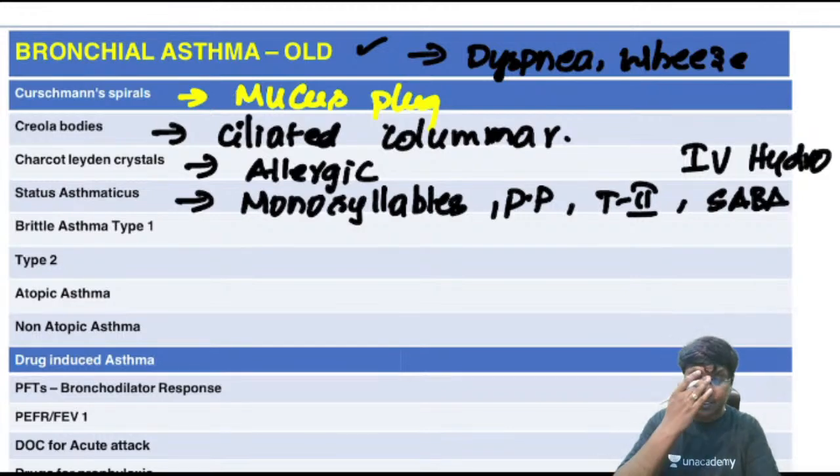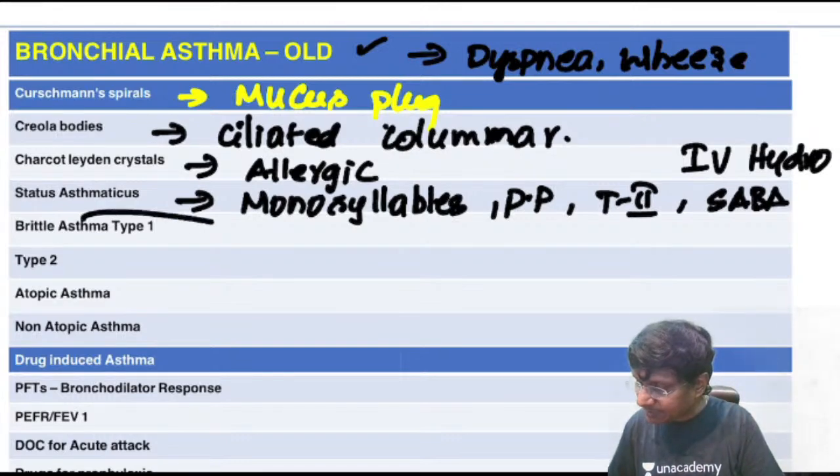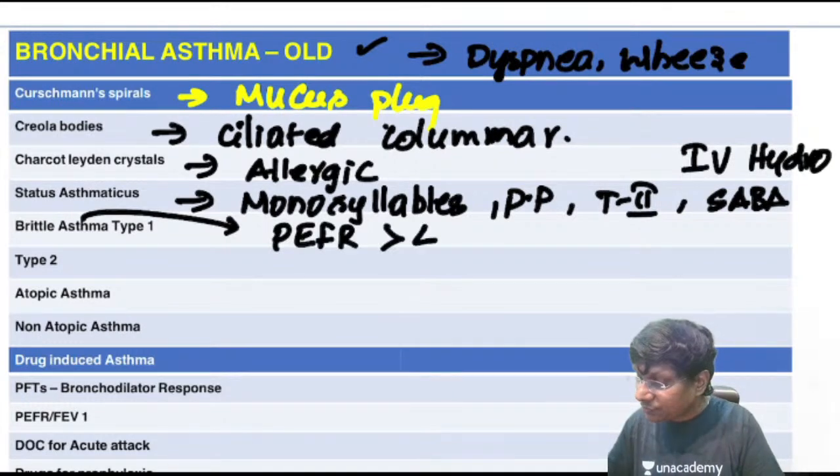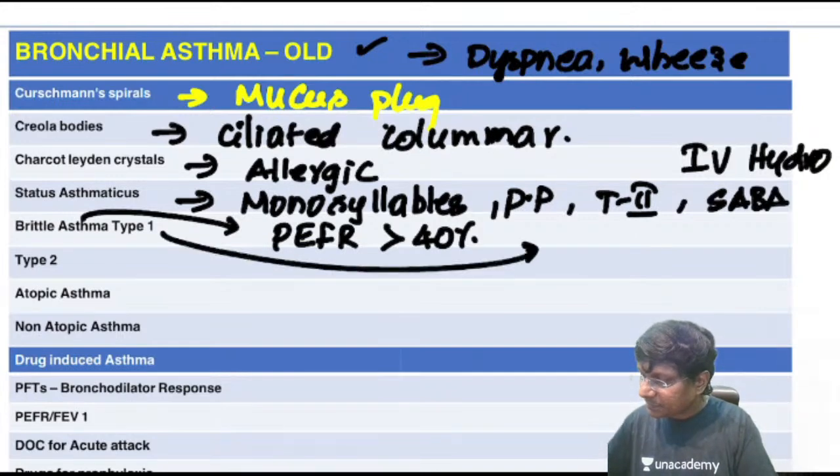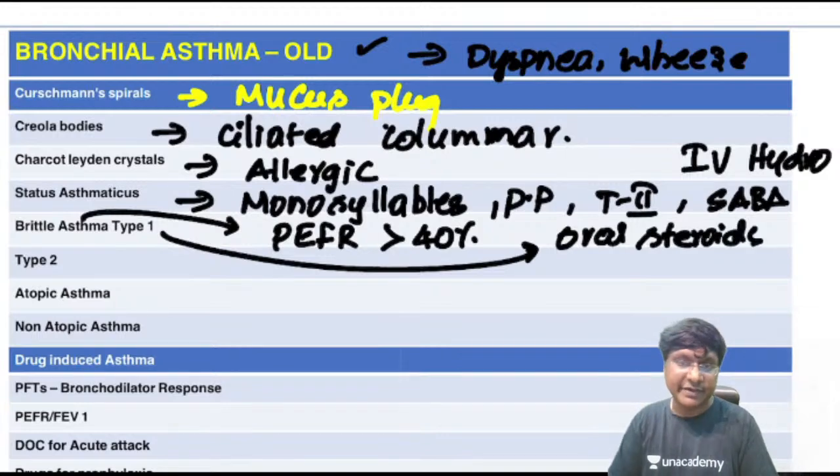Then coming to brittle asthma. In brittle asthma, despite taking appropriate therapy, the diurnal variation of peak expiratory flow rate will be more than 40%. That is what is called brittle asthma. We have two types of brittle asthma, type 1 and type 2. Type 1 brittle asthma is where there will be a persistent pattern of variability, and the treatment will be oral steroids.